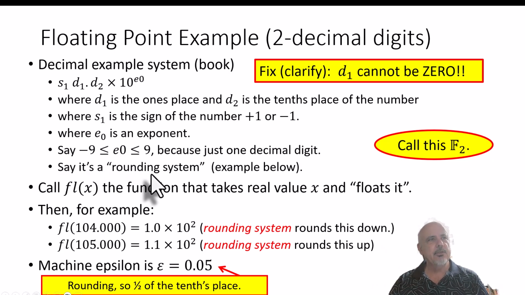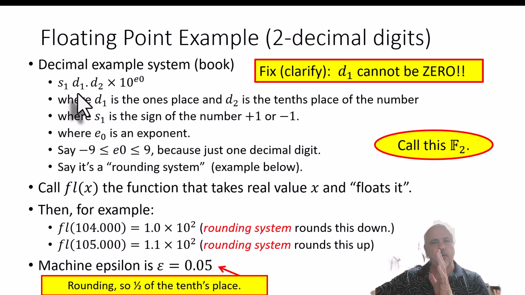Okay, so we say this is a rounding system, and if we were to float 104, it would round down to 1.0 times 10 to the 2. If it's 105 that we're floating, then it's going to round up to 1.1 times 10 to the 2. And the machine epsilon here is 0.05, so it's 1/2 of the tenths place. And we called this F2. So the takeaway here, sort of the new thing I wanted to emphasize, is that D1 cannot be 0. It has to be 1, 2, 3, all the way up to 9. So it has to be one of those. And then it's normalized.